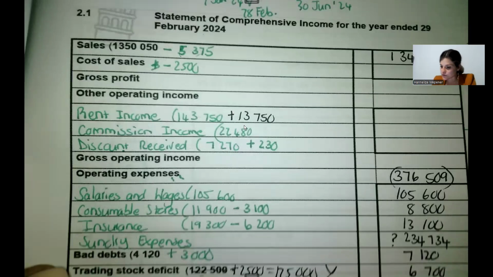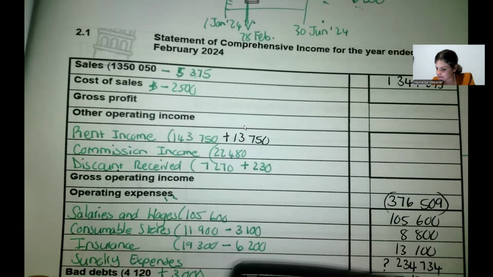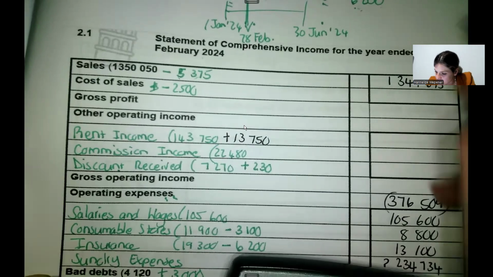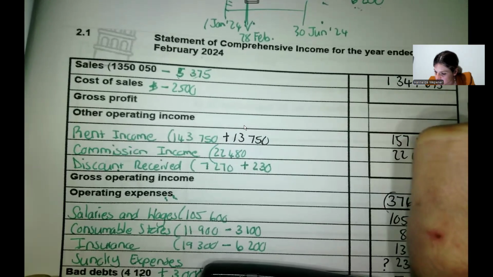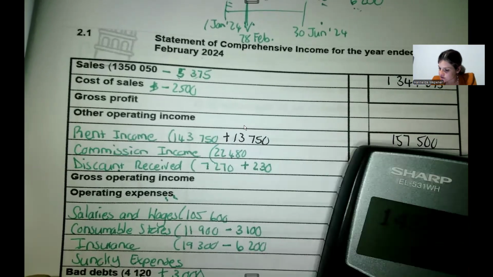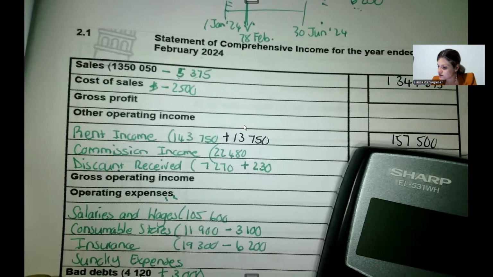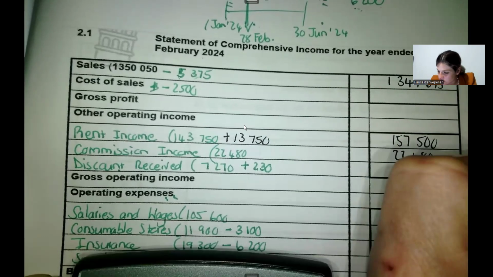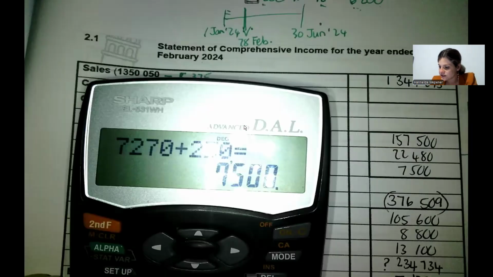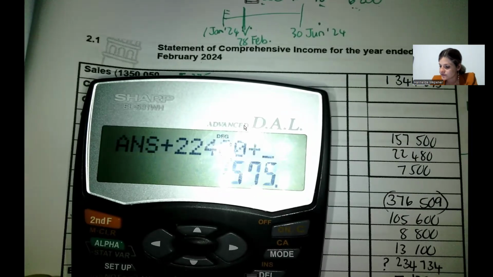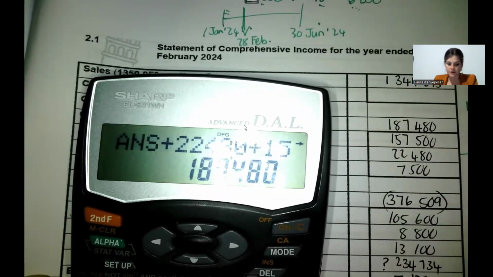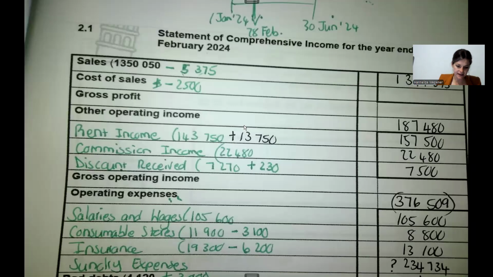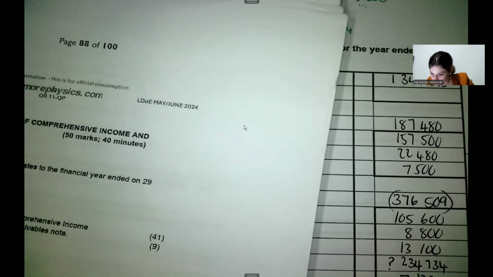Then we can also add all of our other operating incomes there. And that is 157,500. We didn't change the commission. And then 7,270 plus 2,230. So 7,500. Then I'm just going to add all of these incomes to find my total other operating income. There we go. Then when we're looking at our cost of sales, let's see if they give us any information.